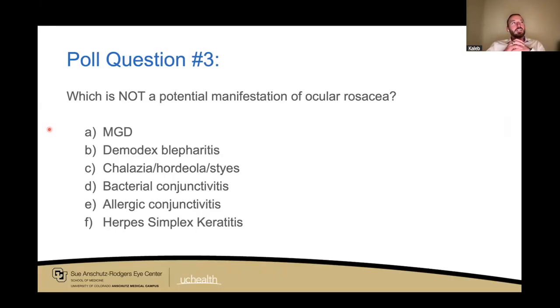So we get these referrals into our dry eye clinic, and the referral will come from an outside optometrist or ophthalmologist and say, this is just a disaster patient. Like, this patient's got chalazia and hordeola, they've got meibomian gland dysfunction, they have blepharitis, they have dry eye, they keep getting bacterial infections, they've got allergies, and they're like, this is just a disaster of a case. And we take a look at the patient and we say, well, there's really only one thing that's happening. That's ocular rosacea. And then the patient has all these downstream effects.